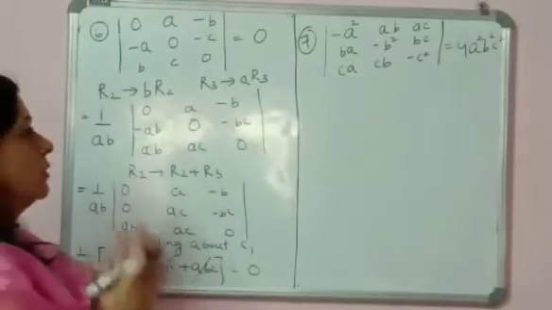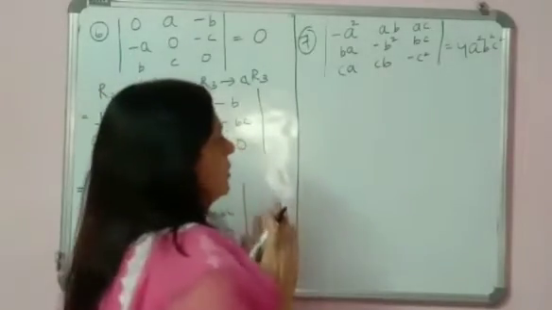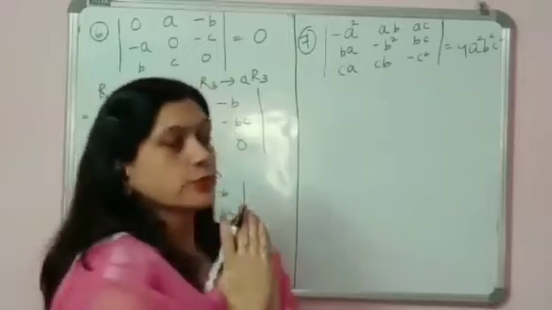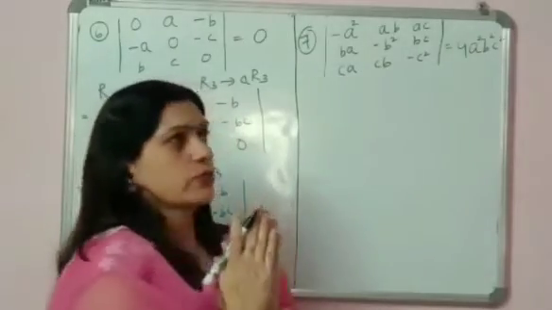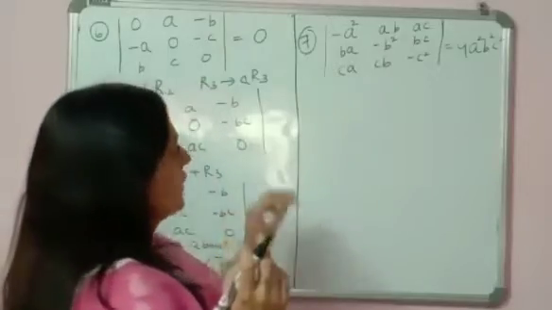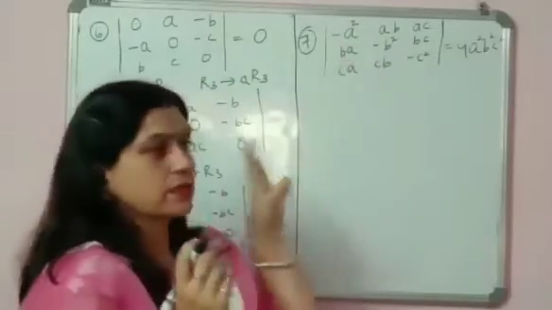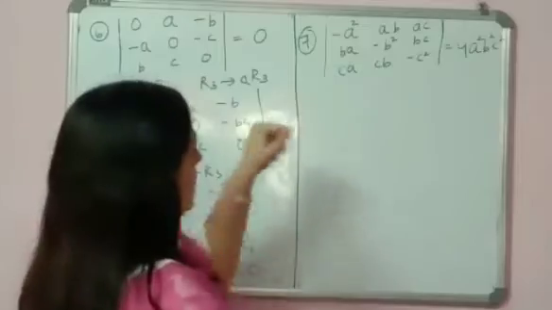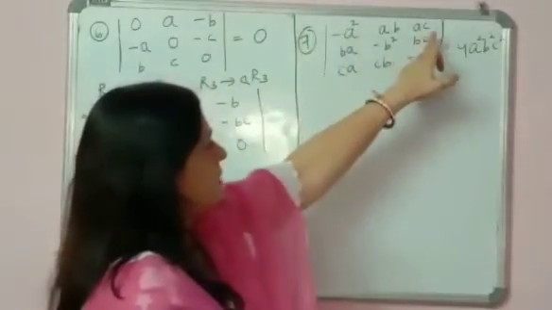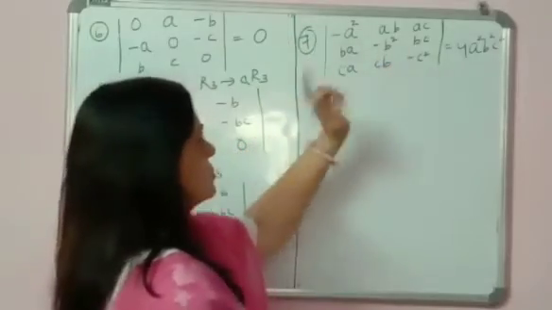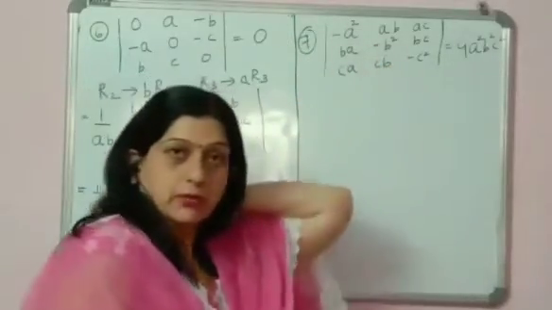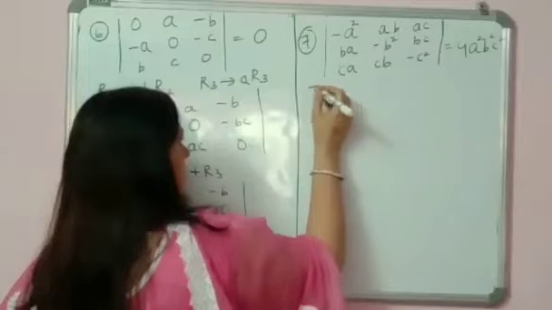Okay, so now you first see what you have to prove. So you have to prove this equal to 4 A square B square C square. So we can observe from this determinant that we can take out common A either from this row also or from this column also. Similarly, B from this row 2 and C from this R3. Okay, so taking out common.